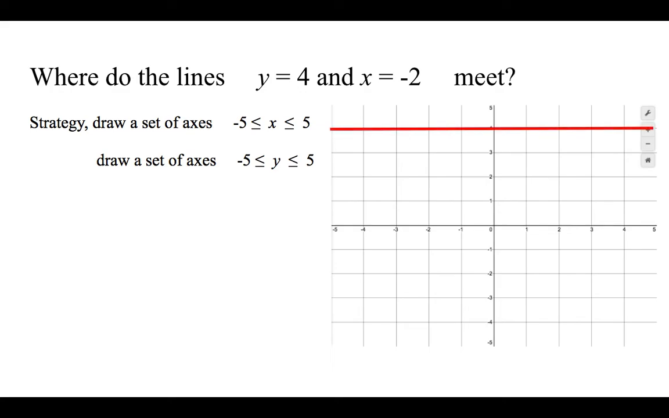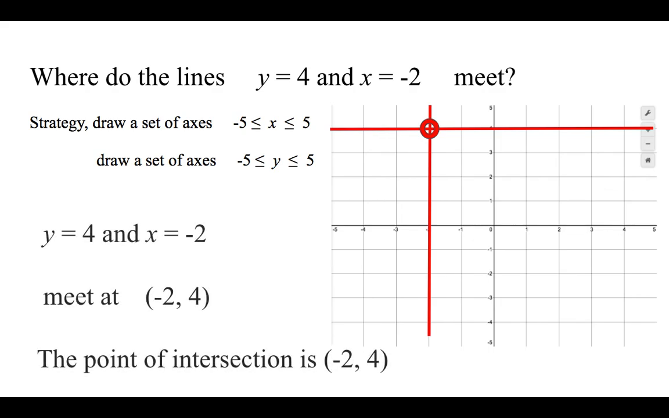But x is equal to -2. All the x values must be -2. That's a vertical line going through x is equal to -2. Where do they meet? Right there. Now how do we describe that point where they meet? Well, they meet at the coordinate point -2, 4. The point of intersection is -2, 4.